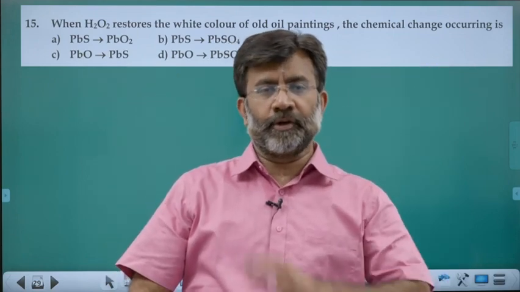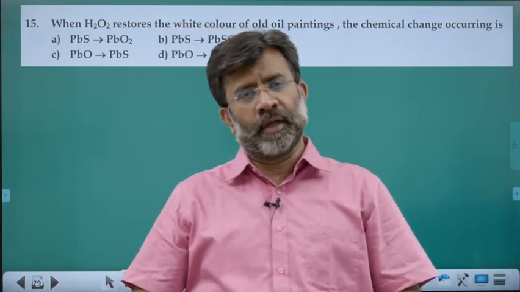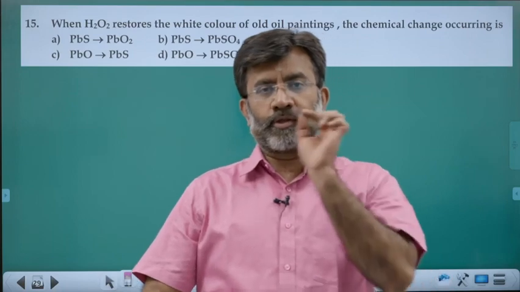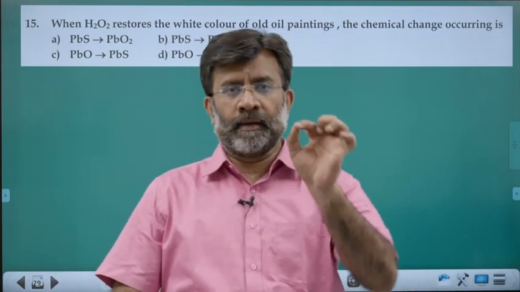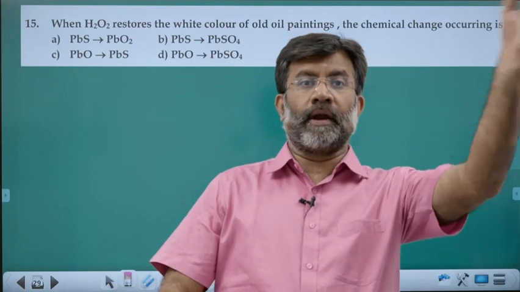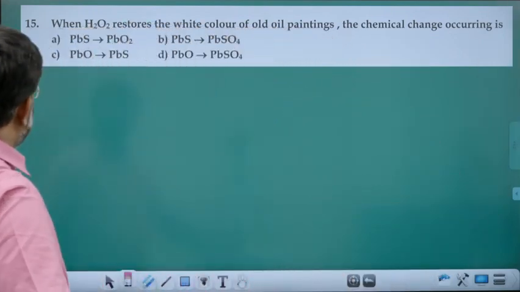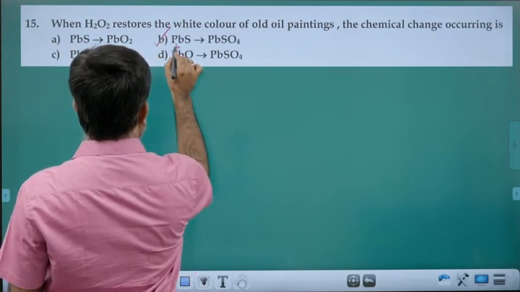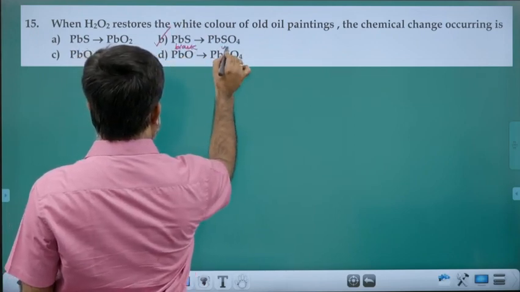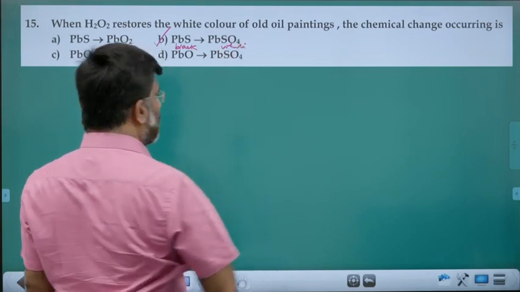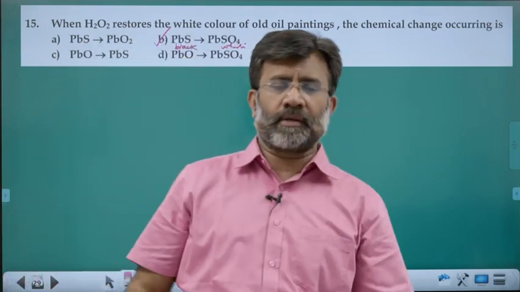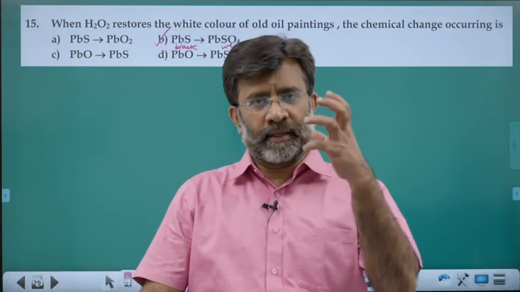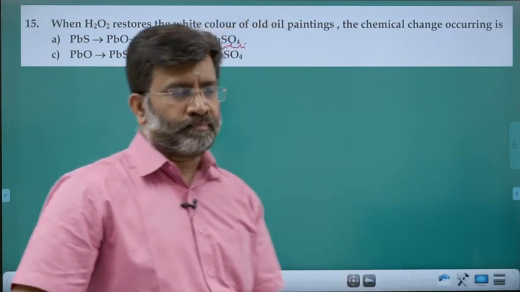What we do is, we do restoration. How to do the restoration? By washing with H2O2. It is washed with H2O2, and H2O2 will oxidize the lead sulfide to lead sulfate. Lead sulfide is converted to lead sulfate. Option B is the correct answer. This is black in color and this is white in color. Lead sulfide, black in color, will be oxidized to lead sulfate, white in color, and thereby the paintings are restored.